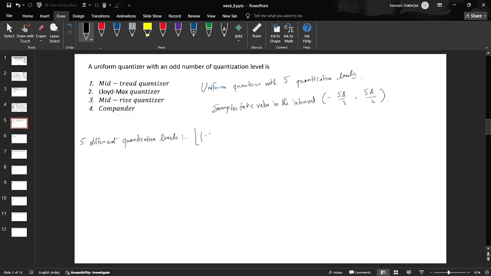One is minus 5 delta over 2 to minus 3 delta over 2. This is one interval. Another interval is minus 3 delta over 2 to minus delta over 2. The third interval is minus delta over 2 to delta over 2. Our fourth interval is delta over 2 to 3 delta over 2. Our fifth and last interval is 3 delta over 2 to 5 delta over 2.